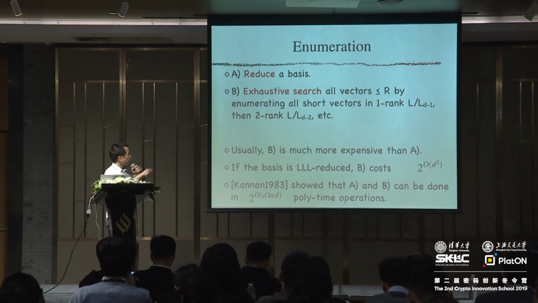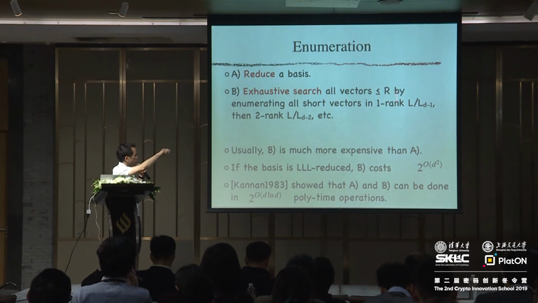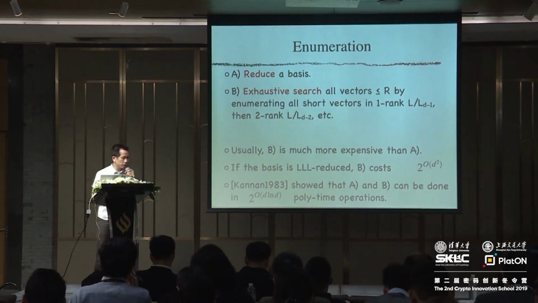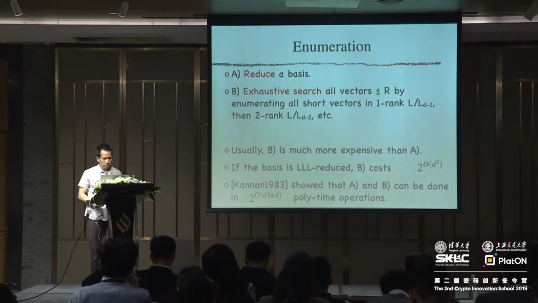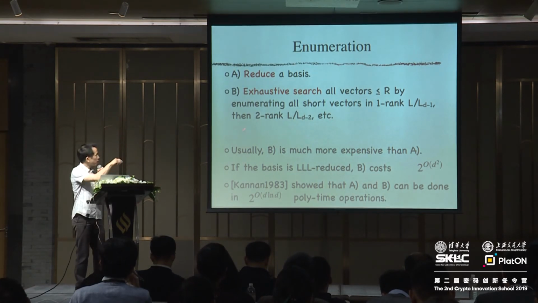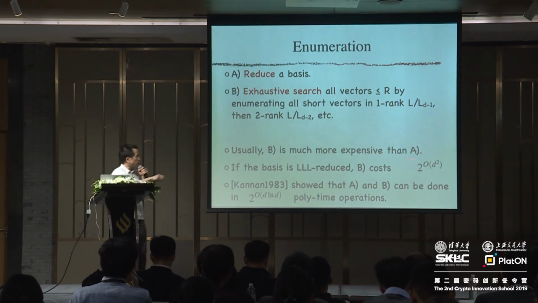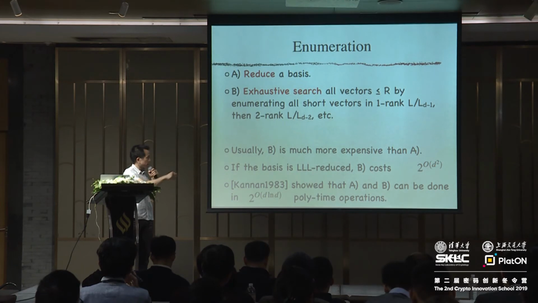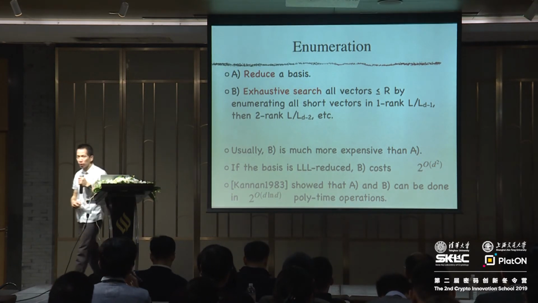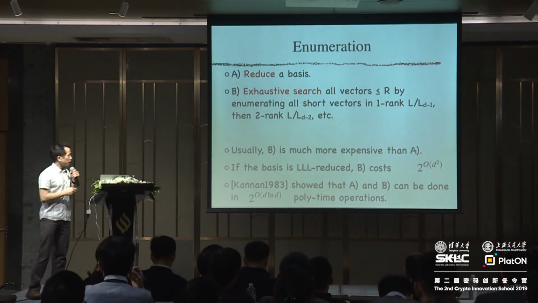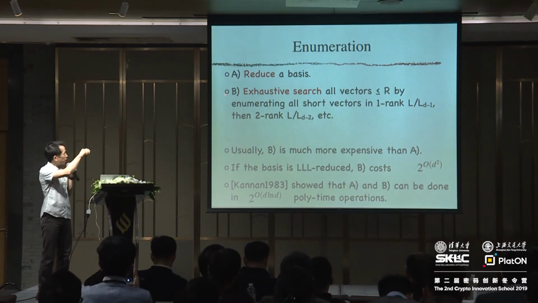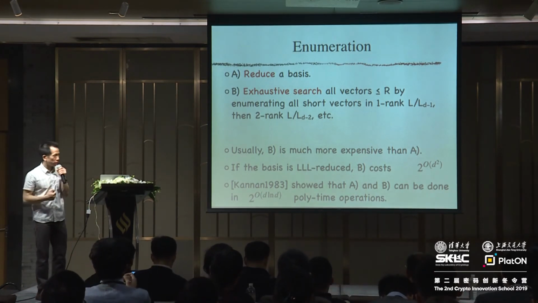So typically, this step B, this exhaustive search step, is much more expensive than step A. For instance, let's take LLL for the first step. Then you can show that step B is super exponential in the dimension of the lattice. So of course, that's not natural; it doesn't make sense to make this much more expensive than A. So you want to find a better trade-off.